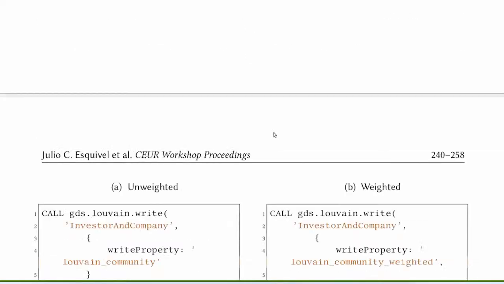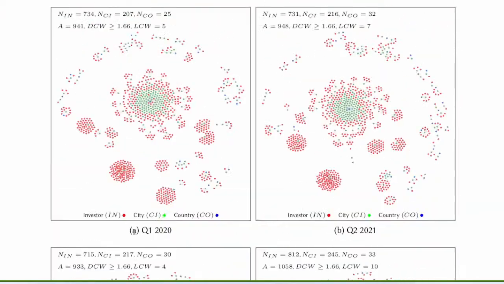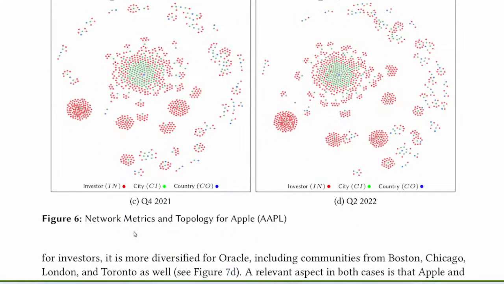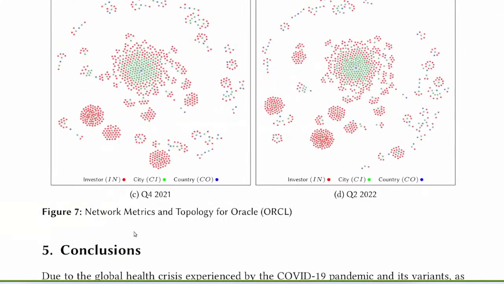also did some community analysis. Also, the thing that we find is that the investors for Oracle tend to be much more geographically diverse than the ones for Apple.